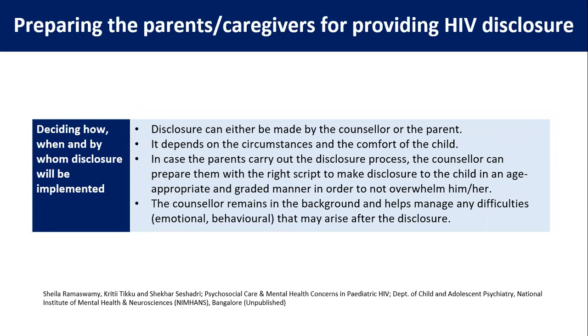So how, when, and by whom disclosure will be done is very, very important. Disclosure can be done either by the counselor or the parent, and it depends on the circumstances and the comfort of the child. In case the parents carry out the disclosure, the counselor can prepare the right script for them. The counselor can guide the parent on how to explain to the child on a one-to-one basis. If you are not comfortable, the counselor can do the disclosure counseling, or you can counsel the child when your child is comfortable at home. It will be done in a graded manner, not at one time, not in a single go. So maybe 2 or 3 sessions will be required for disclosure counseling.